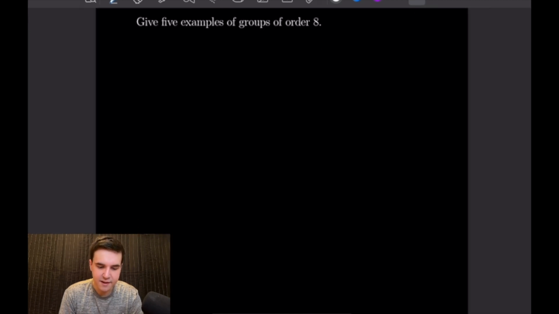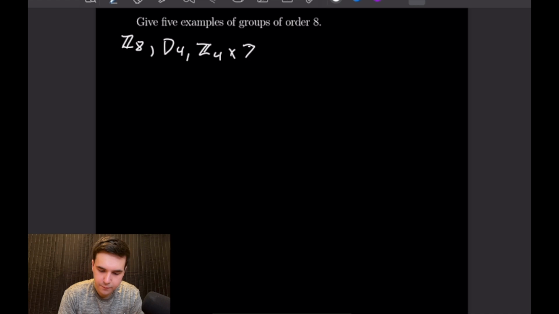So for this next example, we just want to list 5 examples of groups of order 8. So I'm going to list them for you here, and if you want, you can do some research on your own to see that they are in fact groups of order 8, as some are more obvious than others. So the first most obvious example, in my opinion, is Z8, which is just the integers modulo 8. Our next example should also be familiar, and that is D4. Next, we have Z4 cross Z2.